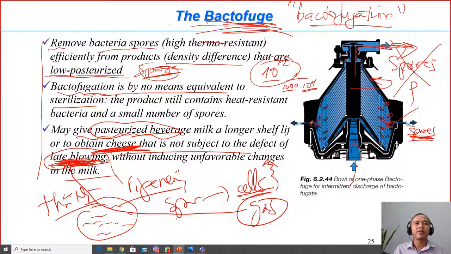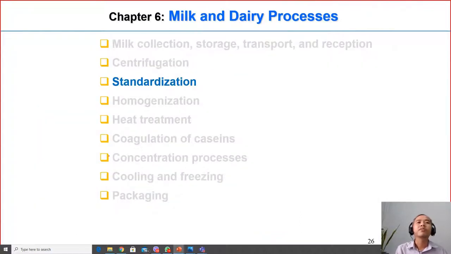To extend the shelf life of pasteurized milk, for example, which we will see in some next chapter, or to remove the spores in milk for making cheese. Because if there are spores or clostridia in the milk for making cheese, then during the ripening step, the spores will germinate into cells, will grow, will produce gas, and will cause cracking. We call it late blowing. Yes, so we are done with centrifugation. Instead of asking you questions, I review it very fast like that.